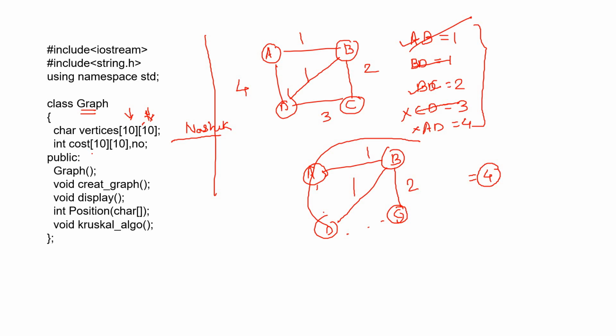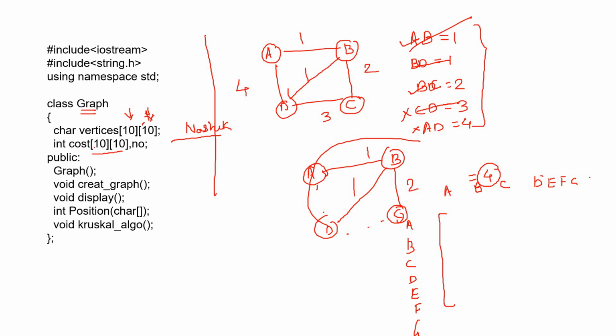Second is the cost matrix, which we have created because we are implementing the Kruskal algorithm with the help of a cost matrix. That's why the size is 10 by 10. The 10 indicates that I can store a maximum of 10 vertices in a row. Let's say A, B, C, D, E are the names of the vertices. So I can store up to a maximum of 10 vertices, with 10 rows and 10 columns, because it is an adjacency matrix.